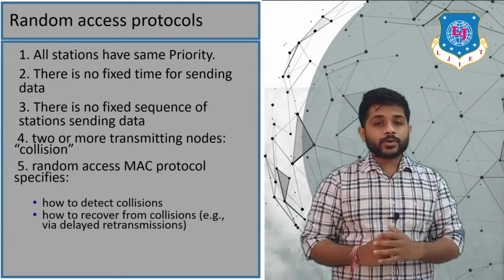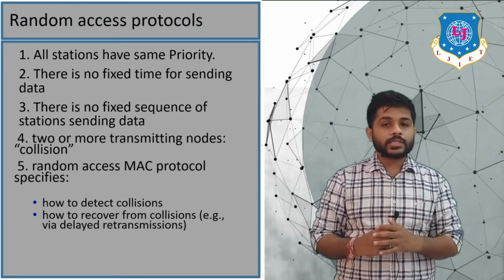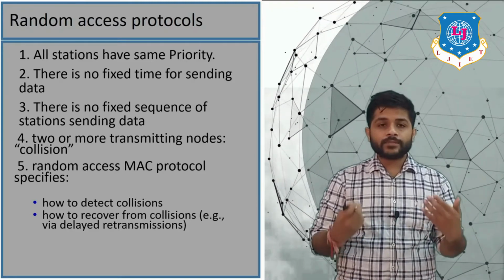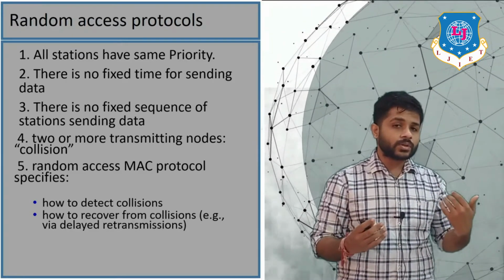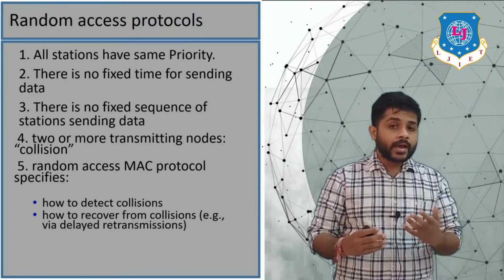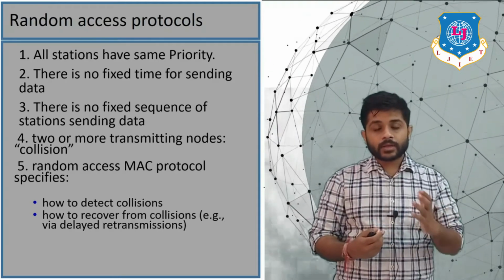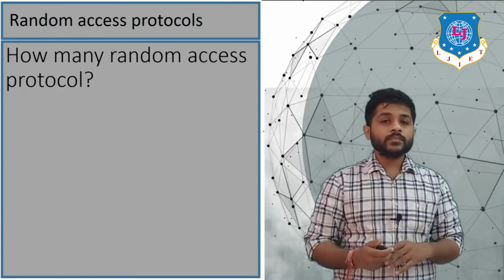In the random access protocol, we will see how to detect a collision, and we will also see how to recover from a collision, like how a station knows, after it has sent a message, that its own packet is part of a collision, and what it has to do when there is a collision in the network. So these are the points that we are going to see.